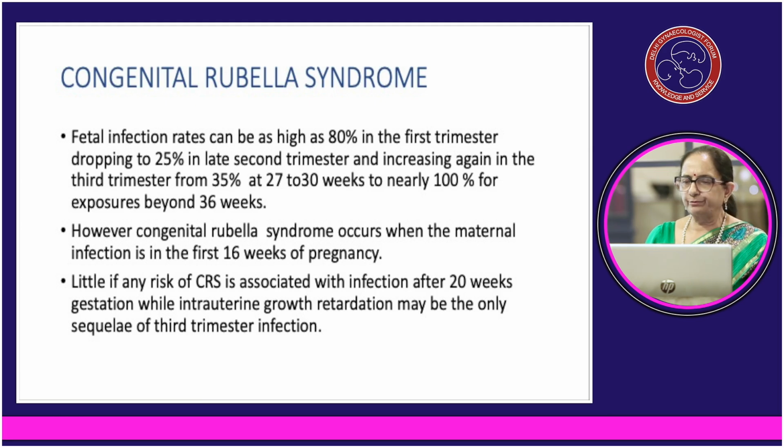Fetal infection rates can be as high as 80% in the first trimester, dropping to 25% in the late second trimester, and increasing again in the third trimester from 35% at 27 to 30 weeks to nearly 100% for exposures beyond 36 weeks. However, congenital rubella syndrome occurs when the maternal infection is in the first 16 weeks of pregnancy. Little if any risk of congenital rubella syndrome is associated with infection after 20 weeks gestation, while intrauterine growth retardation may be the only sequela of third trimester infection.